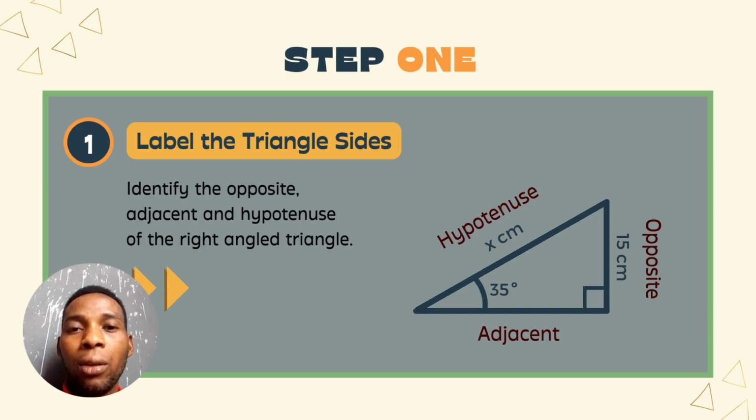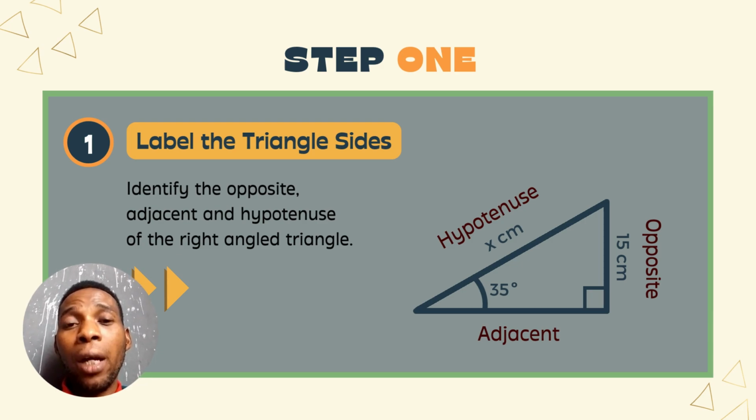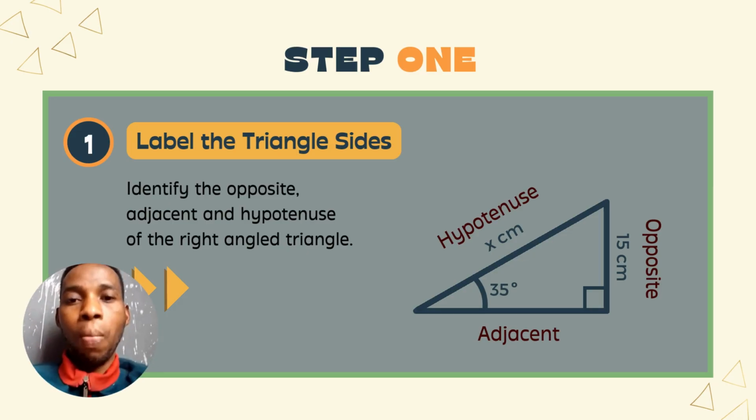The first one says label the triangles. If you are given triangles to solve, label each and every one of them. Now, under these steps, it says identify the opposite, the adjacent, and the hypotenuse of the right angle triangle.